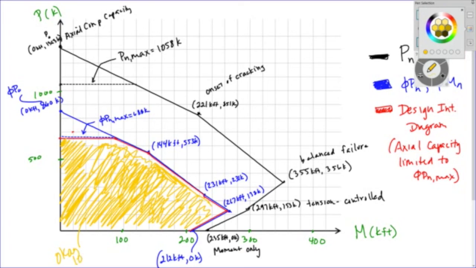Okay, loading. Factored, right? As long as your factored applied loading is underneath the little red interaction diagram, anywhere in this yellow, then you're fine.